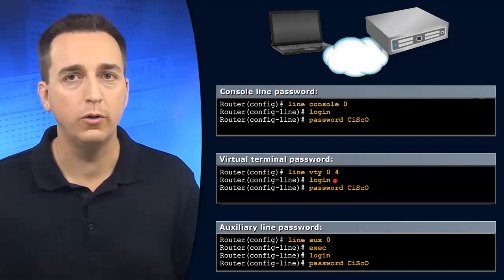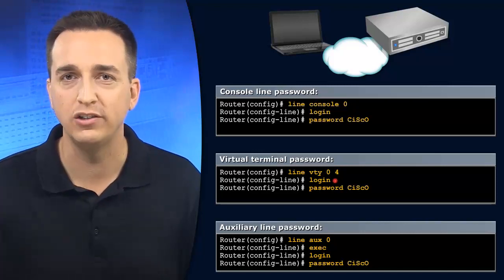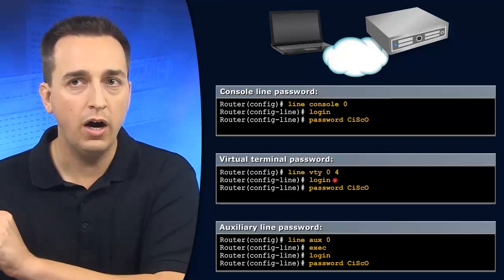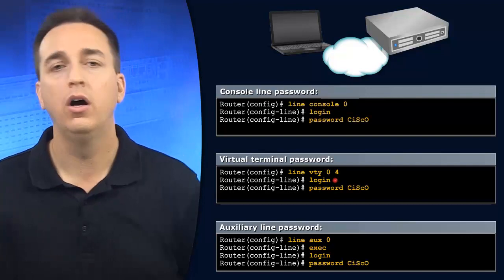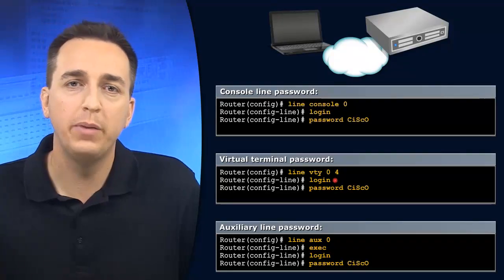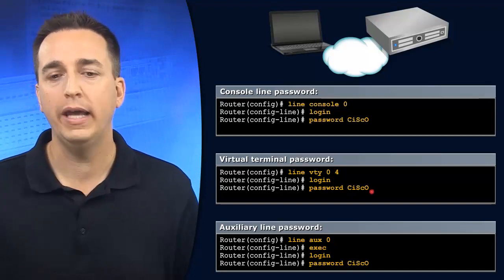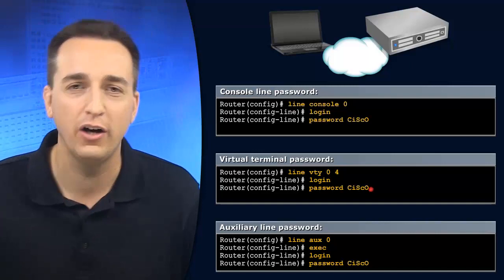So in the real world, what are we going to want to do? Well, we're going to want to use a scalable authentication solution, AAA servers, making sure that users are authenticated via a username and a password via that authentication server. But in this case, you can see just simply with the login command and password Cisco, we get at least a basic entry-level security on our routers.